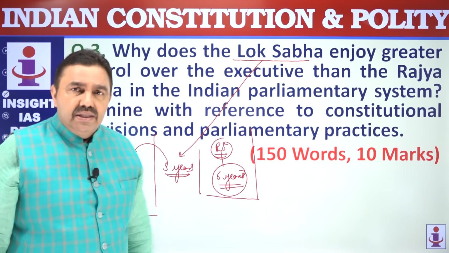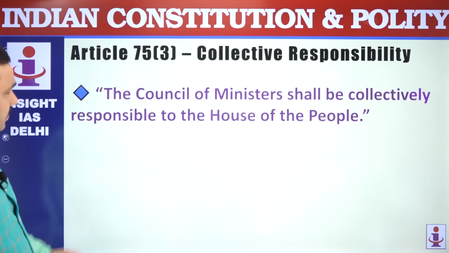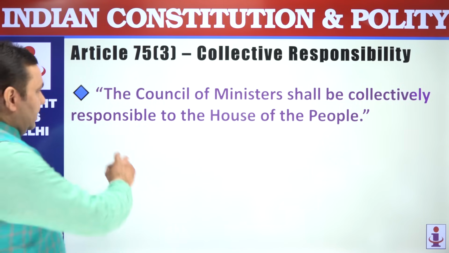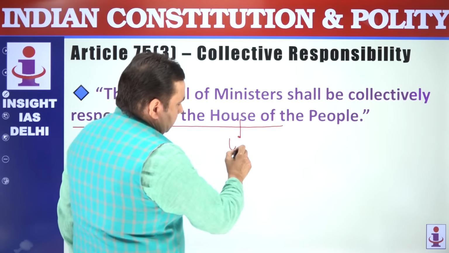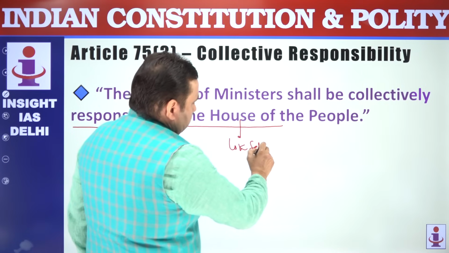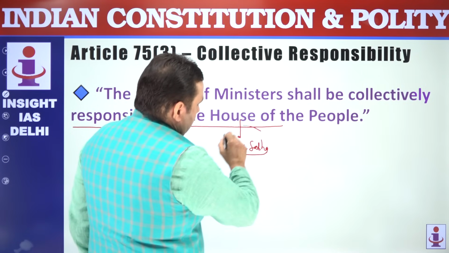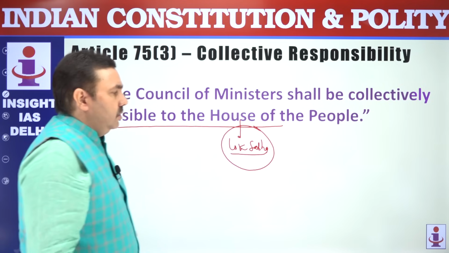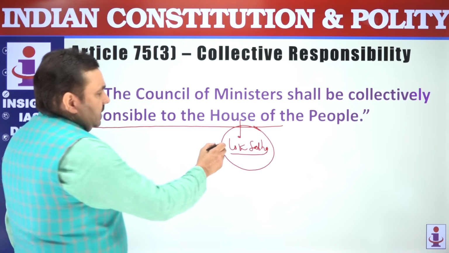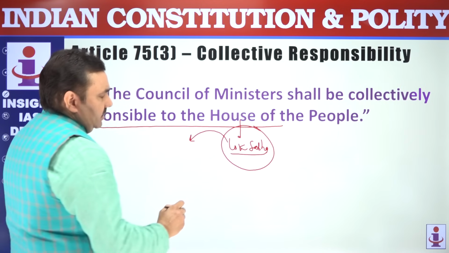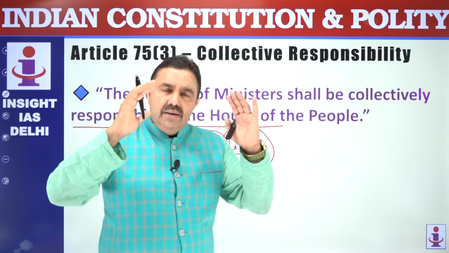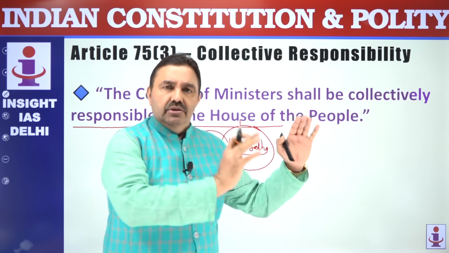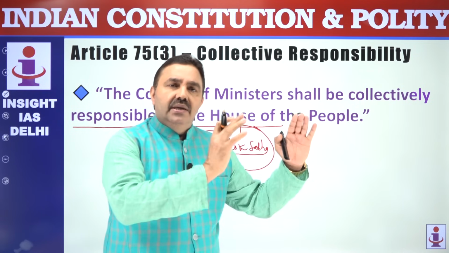Now, what are the provisions? Let us see specific provisions. Article 75, Clause 3 says, the Council of Ministers shall be collectively responsible to the House of the People. House of the People means Lok Sabha. So, the Council of Ministers is accountable to Lok Sabha. It means if Lok Sabha desires, if Lok Sabha is not happy, then Lok Sabha can push out any Council of Ministers, any government, anytime.